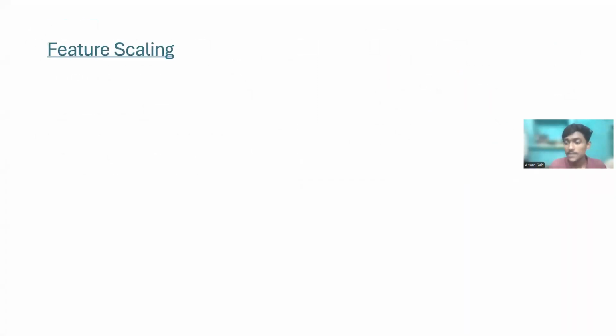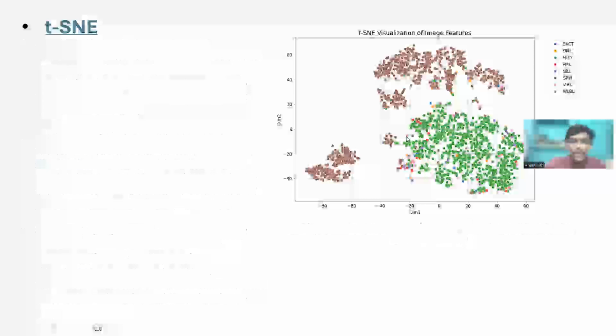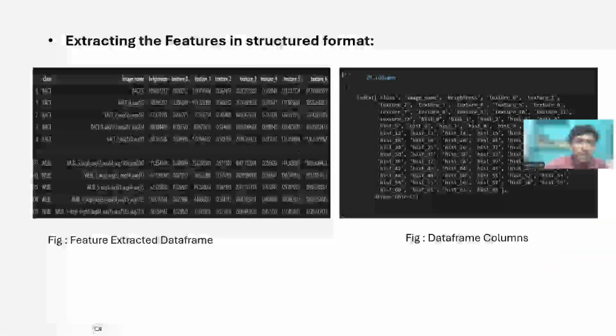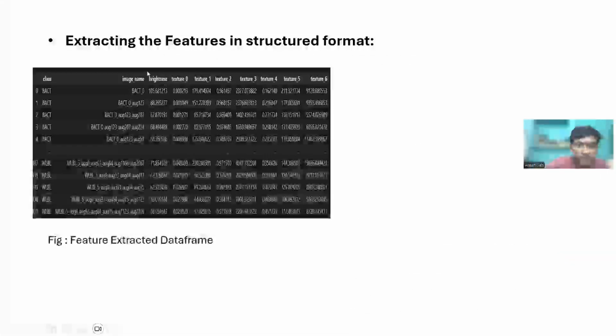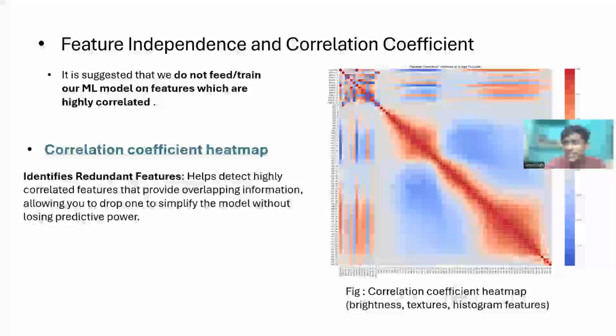Feature scaling plays a very important role. If you look at the data frame, let me go two to three slides above. Some of the feature vectors like brightness are of the order 10 to the power 2, texture is of the order of 10 to the power minus 6, and texture 1 is of the order of 10 to the power 2 to 10 to the power 3. The same goes for GLCM features and others. So the order of the values of the features is significantly different.